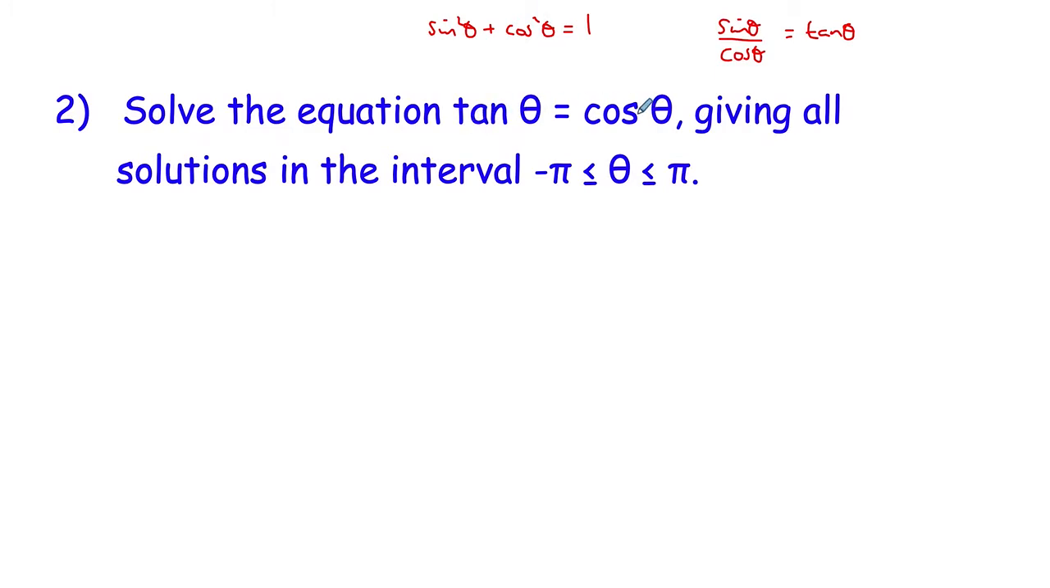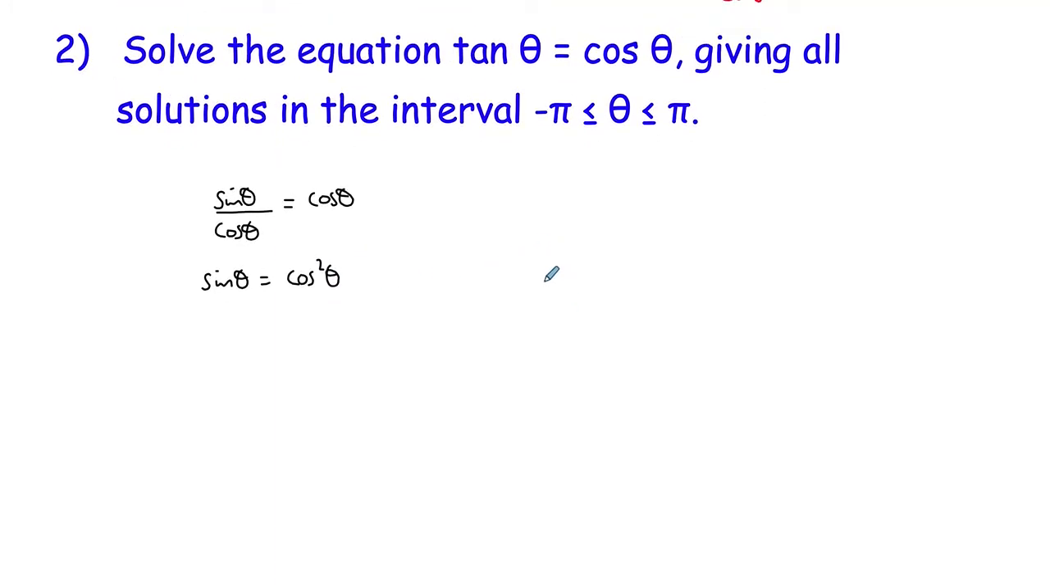Here we've been given that tan theta is equal to cos theta, and we're asked to find the values of theta that make that true. That's making me think of this equation. So I'm going to turn tan theta into sine theta over cos theta. And I'm then going to times both sides by cos theta, so that I've not got any fractions. And that gives me cos squared theta.